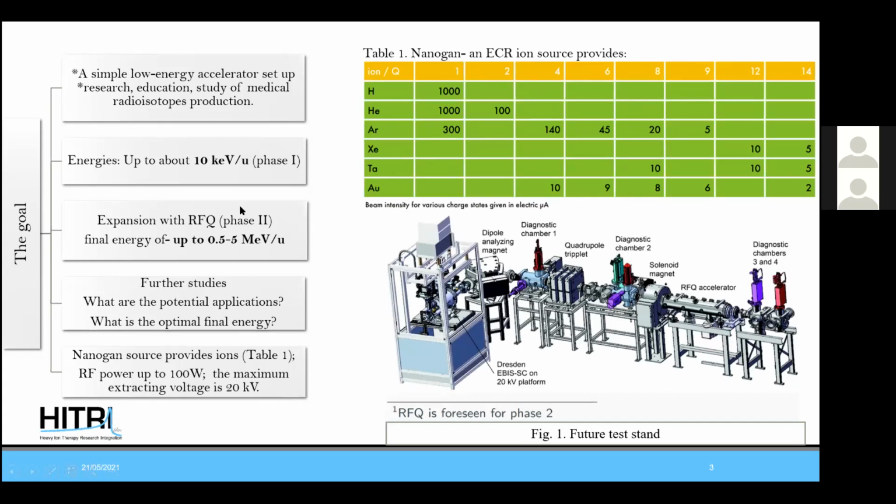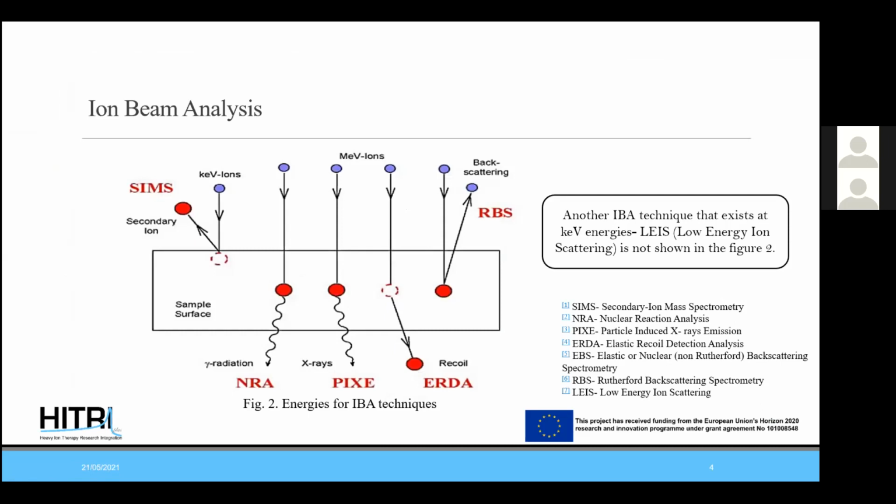My part was to investigate the ion sources that are used, the ions, their currents, and energies, so I will focus on that part. About ion beam analysis applications, you heard this morning from Milko Jakšić, and this figure presents that a lot of these applications use high energy ions. Only the first one, secondary ion mass spectrometry, uses low energy ions, so only that one would be useful for our phase one.